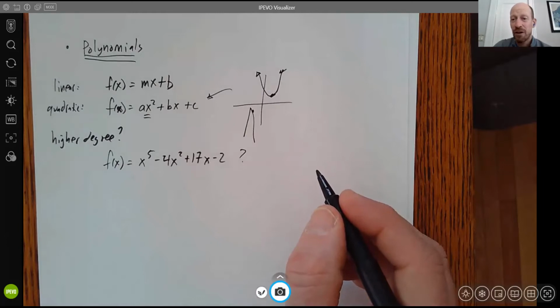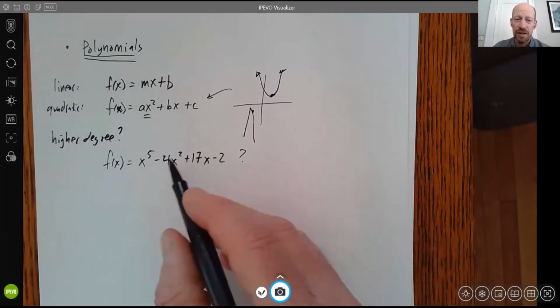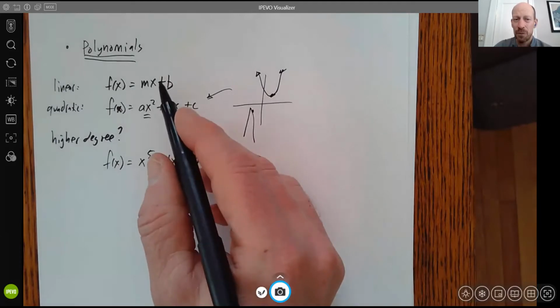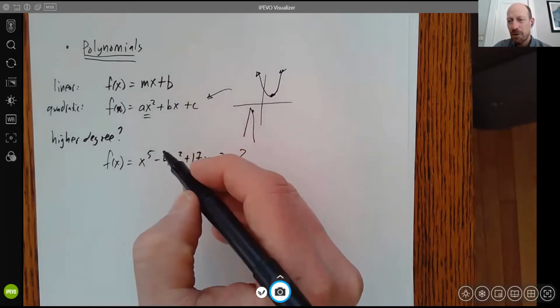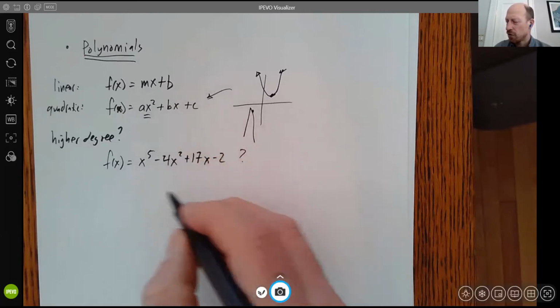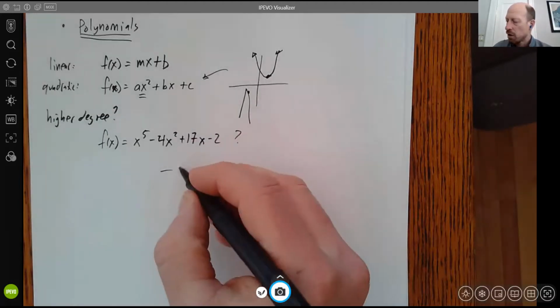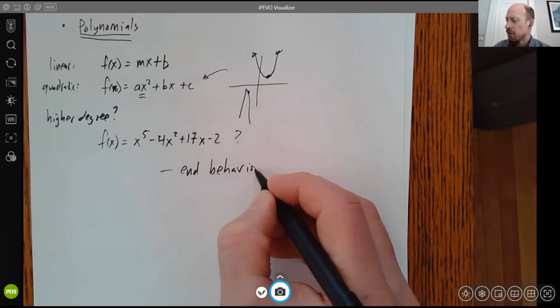What can we figure out about that, and what is important about that polynomial? And it turns out that as you get to these higher degree polynomials, we're not going to be able to master them like we will linear and quadratics. But we will be able to figure out some important features of these. And some very important features for us are called the end behavior.